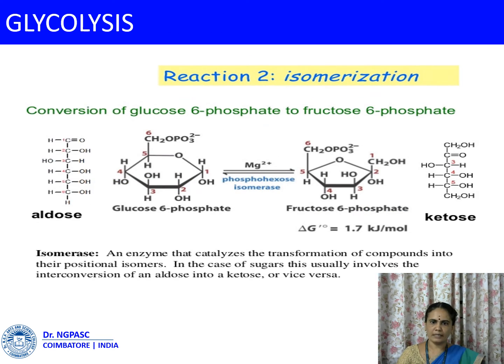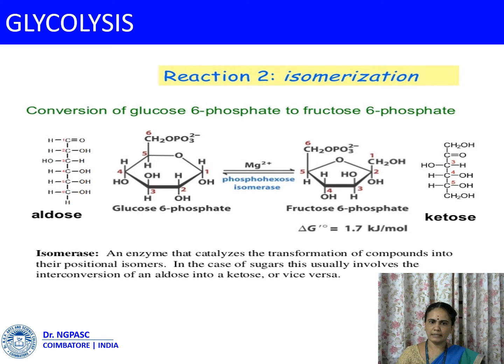Reaction 2 is about the isomerization mechanism, where the isomerase enzyme catalyzes the transformation of compounds into their positional isomers. In the case of sugars, this usually involves the interconversion of an aldose into a ketose sugar or vice versa.